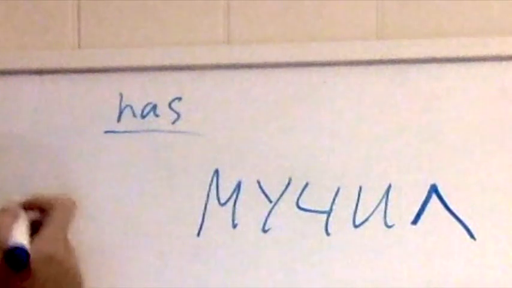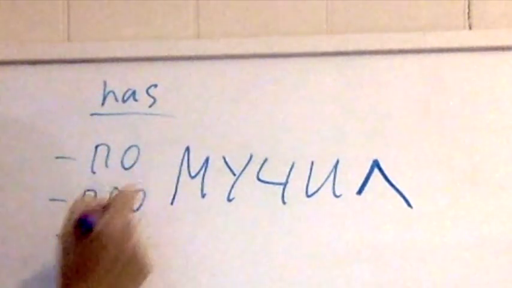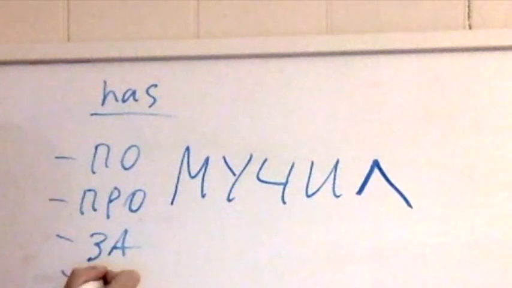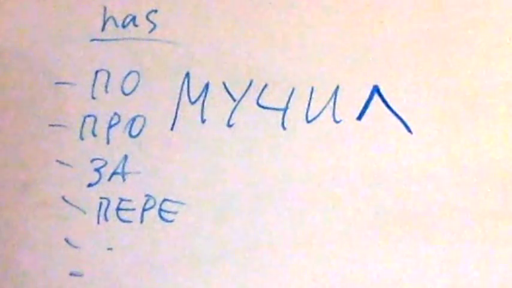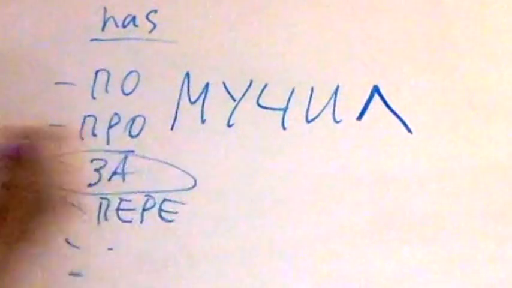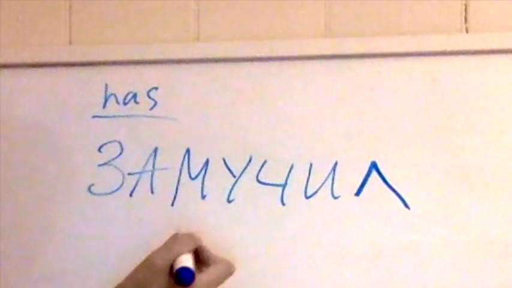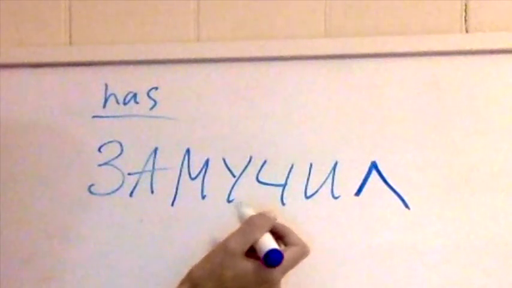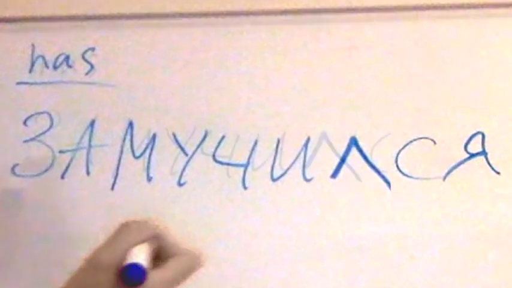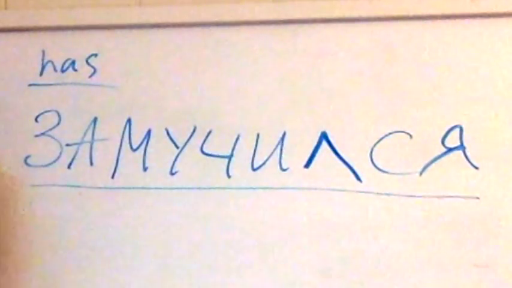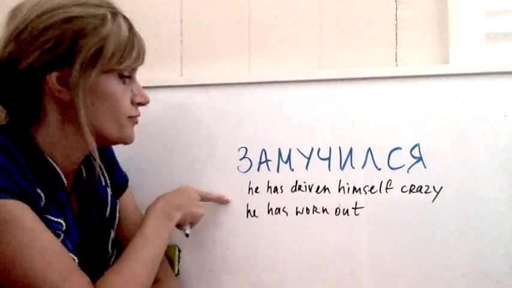In English and in Russian we have a lot of options like по, про, за, пере, and others. So let's take this one. Let's choose за. Замучил. Okay, let's go further and make it reflexive. Замучился. Wow, such a long word. Замучился. Really clear the design of two different languages.